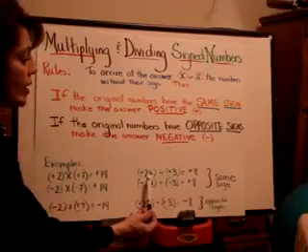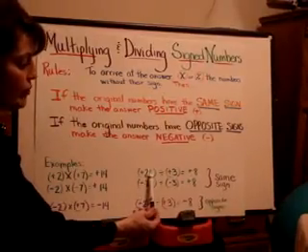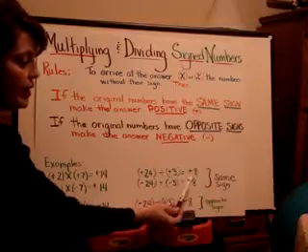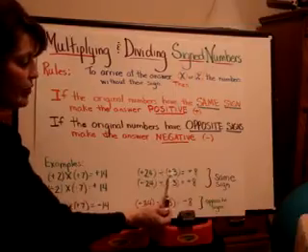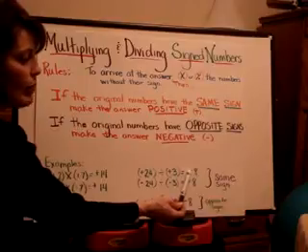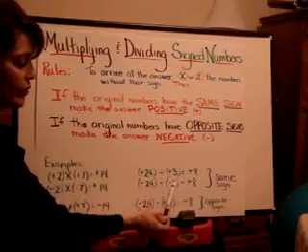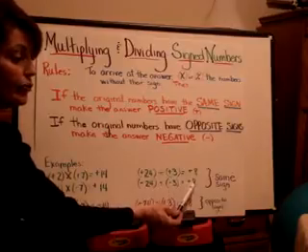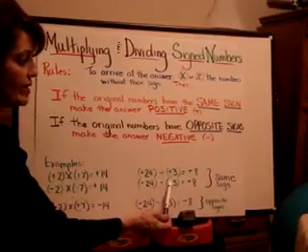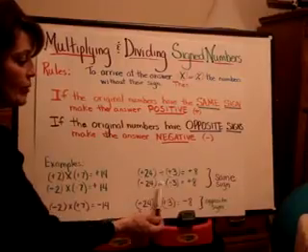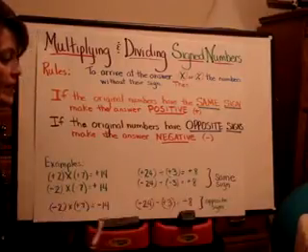Let's look at it this way. Let's divide. 24 divided by 3 is 8. The same signs, it's going to be positive. Negative 24 divided by negative 3, you do the division first, the answer is 8. What's the sign going to be? Two with the same sign, it's always positive.